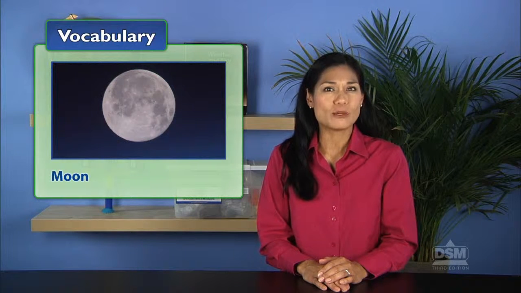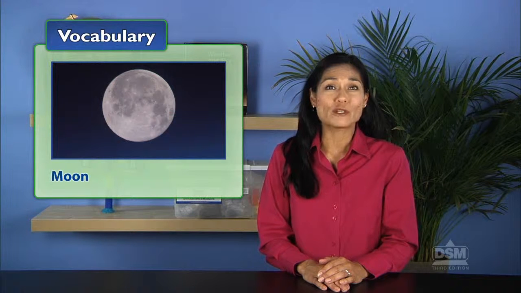Inform students that the moon is a round, rocky object that moves around Earth in space. The moon is much smaller than the sun, but it looks almost the same size as the sun because it is so much closer to Earth.